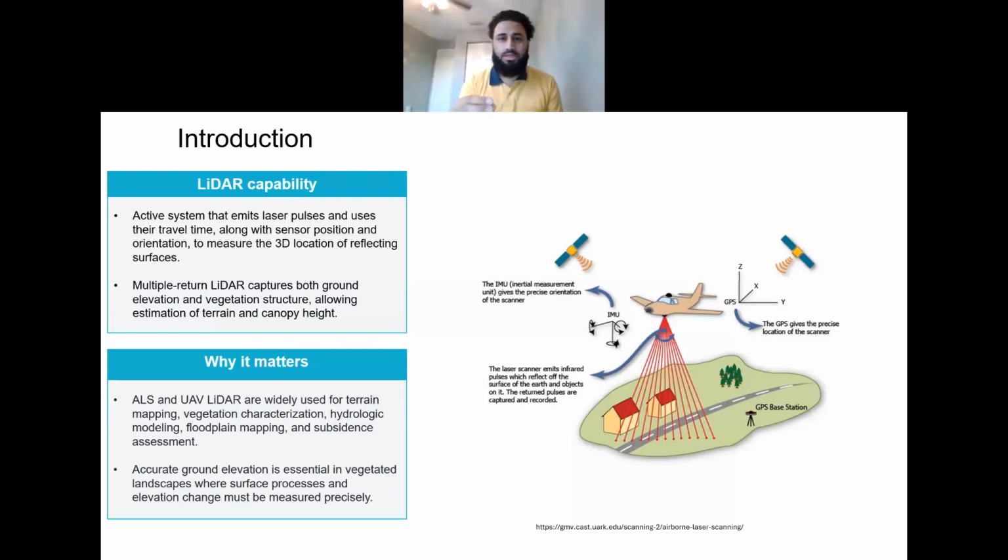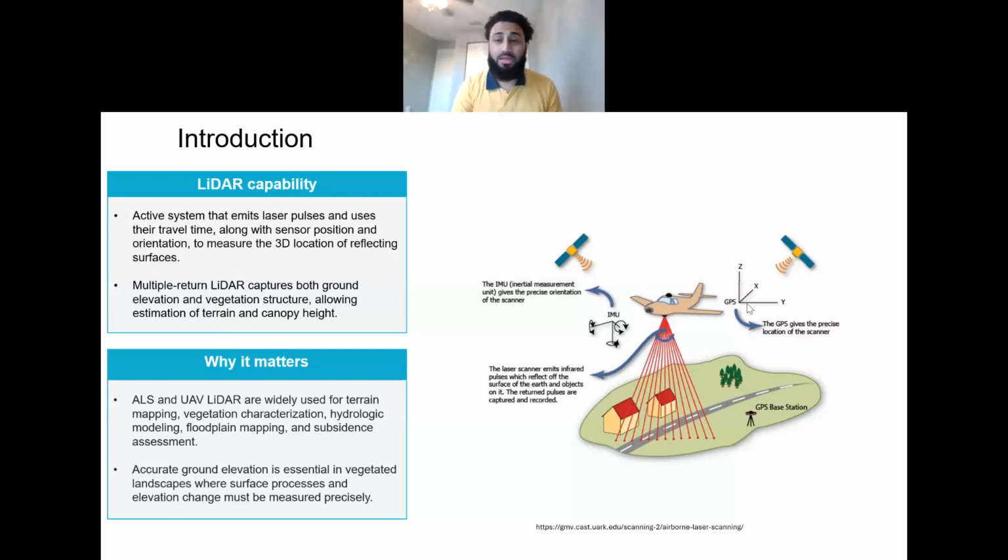Now we know what time we sent it and what time we received it back, so we can know the distance between the sensor and the reflected point where the backscatter came back. That helps us look at the elevation. That's why we can get highly accurate DEMs with LiDAR data, because you can look at the elevation.